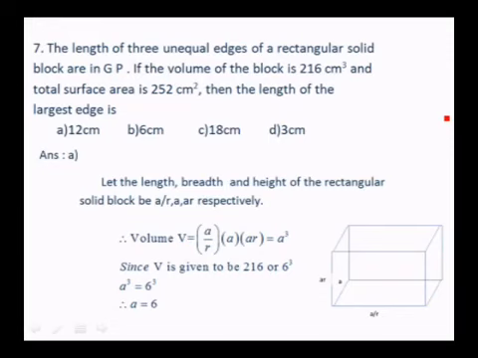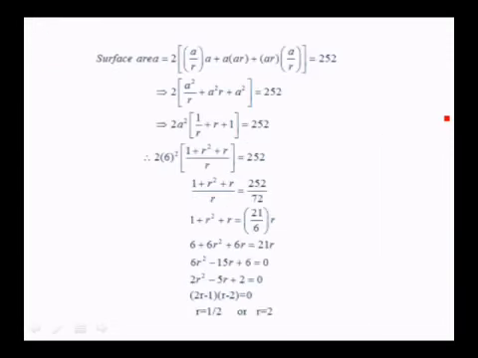So, let us think about the surface area. Surface area of a rectangular box, of course, is twice the length into breadth, plus twice the length into height, plus twice the breadth into height. Therefore, it is 2 into a by r into a plus a into ar plus ar into a by r. That is given to be 252. So, 2 into a square by r plus a square r plus a square is equal to 252.